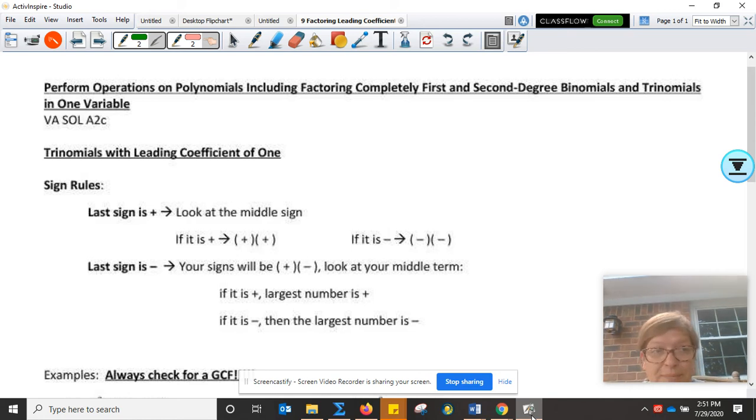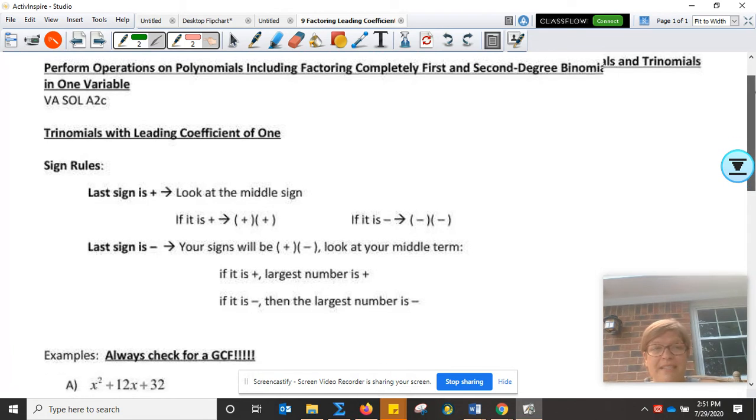Hi, and welcome back. What we're going to do today, or in this video, is perform operations on polynomials. And in this case, we're going to factor trinomials with a leading coefficient of 1. All right. So let's first of all talk about the sign rules.